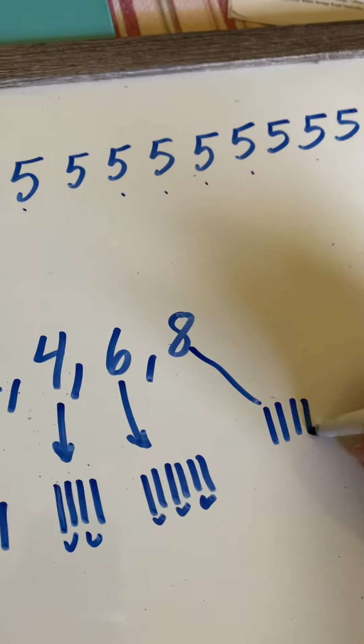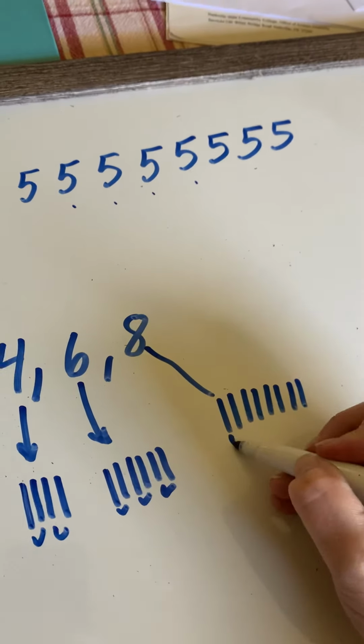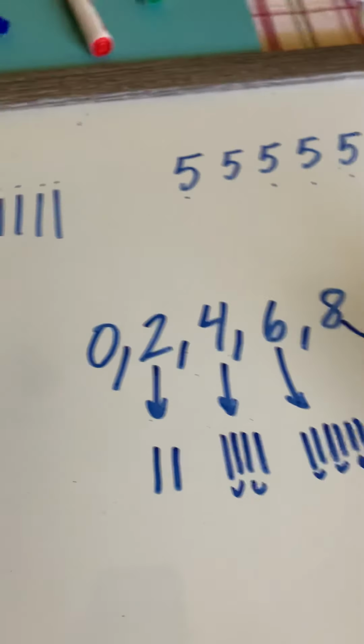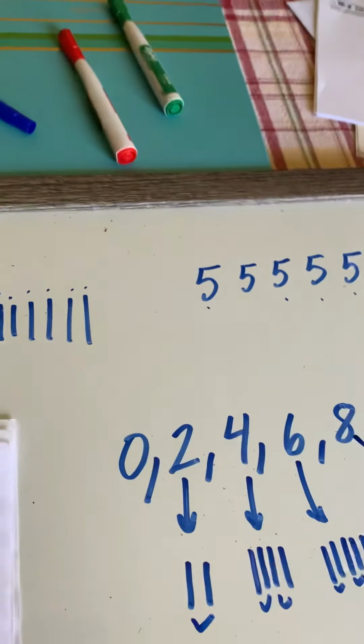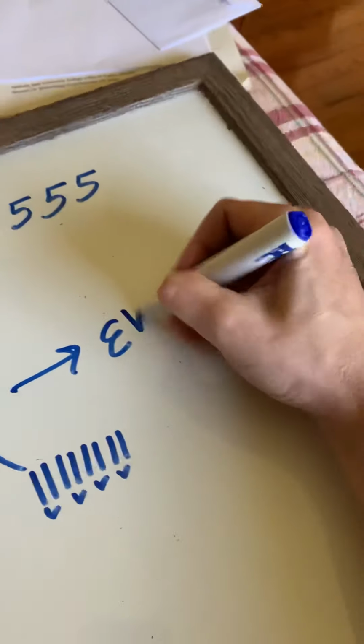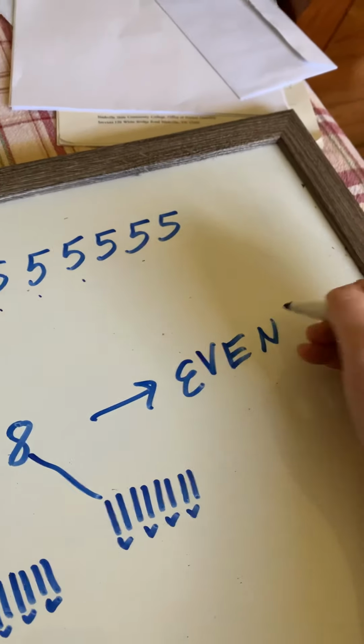2, 3, 4, 5, 6, 7, 8. Same thing. Each of these has a buddy. Nobody's left out. So when that's the case, you have even numbers. Okay?